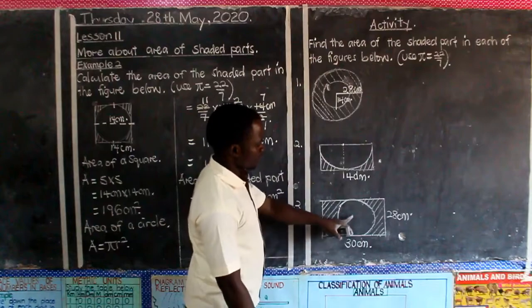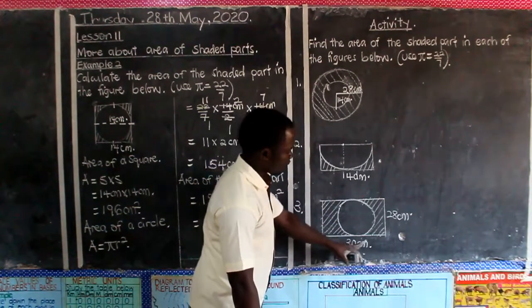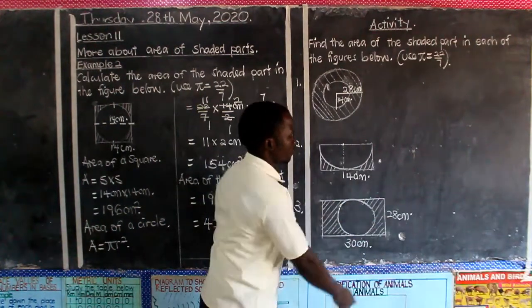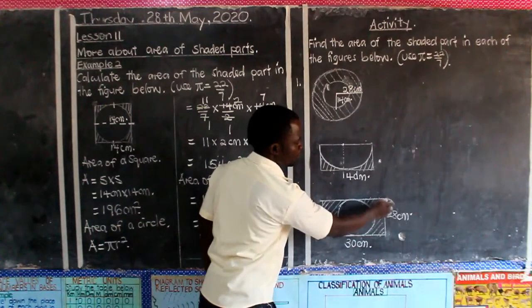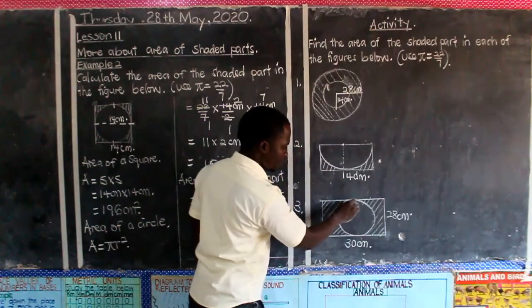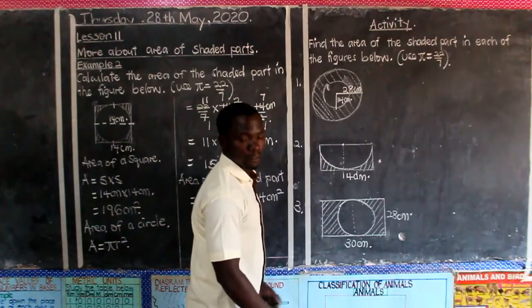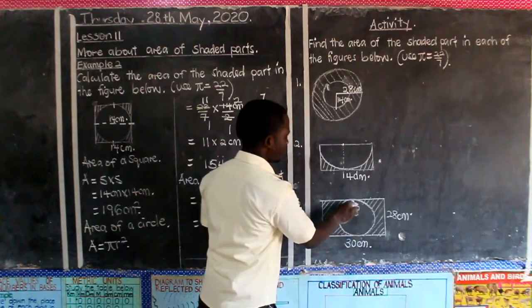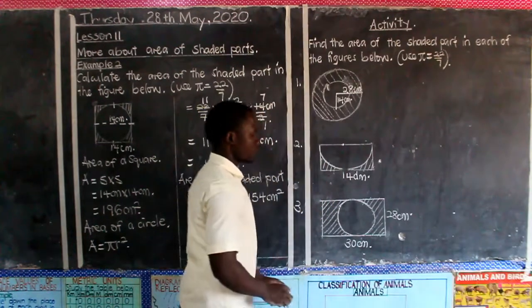When you come to this, we have a circle inside, we have a rectangle outside. The rectangle has the length of 30 centimeters, it has the width of 28. But look at the width. If the width is 28, even the diameter of the circle will be 28. Okay? So use those ideas and find the area of these shaded parts.